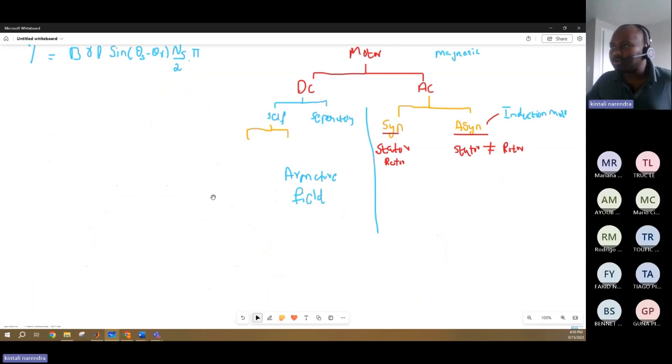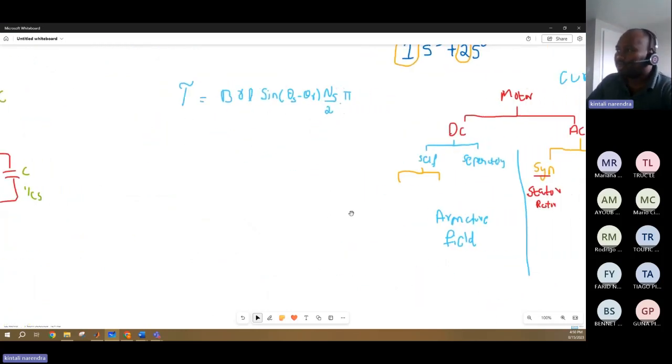Field oriented control of this brushless DC motor. The torque developed by these brushless DC motors is given by this equation: magnetic field, R, L, and sine of theta S minus theta R, times Ns by 2. Imagine you have built your motor, a brushless DC motor. Once the motor is built, everything in this equation stays the same, they are constants. The important factor is the current through the stator.